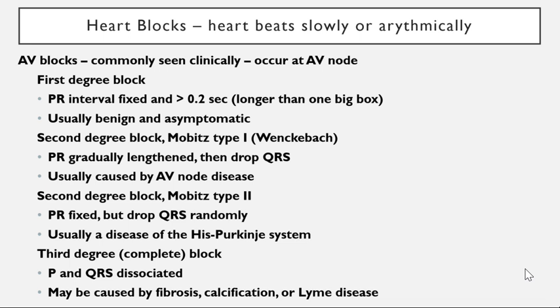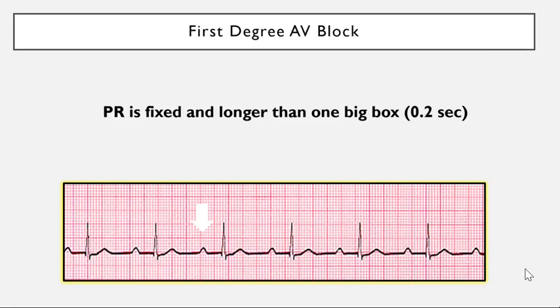But all right, heart blocks. So this is where your heart beats slowly or arrhythmically, and there are 3 different heart blocks, and then there's kind of 2 categories of the second one. Have you all heard about these before? Or Mobitz type 1, Mobitz type 2. Some people heard. Okay, well, that's good.